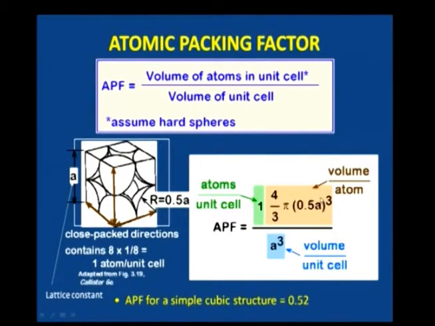So, A cube and A cube can be cancelled, and so you are left with only the constants that you have here, that comes out to be 0.52. That implies only 52% of the cell volume is occupied by the atoms, right. 48% remains empty. Okay. This is a relative understanding of the packing density.